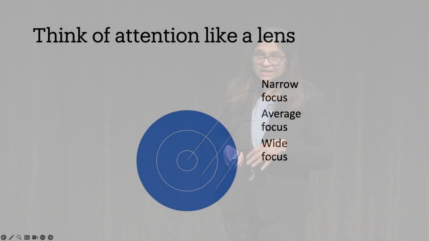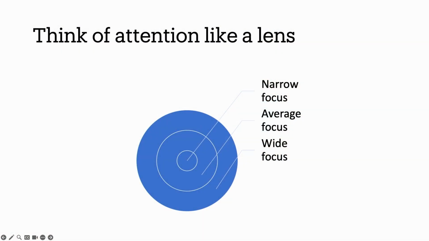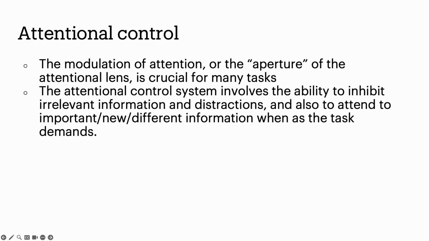Okay, so you can think of attention like a lens where there's a narrow focus, average focus, and a wide focus. And the modulation of attention is crucial for many tasks. So you have to both inhibit or ignore irrelevant information and also at the same time attend to important, new, different information, right? So you don't want to be paying attention to too much, because you can't hold all of that stuff in mind. So you want to suppress it.